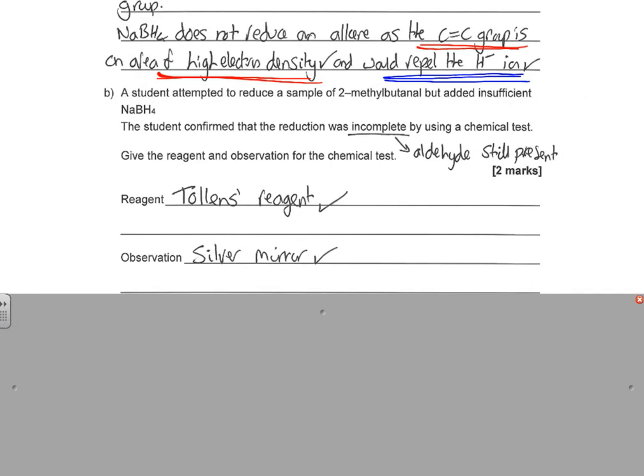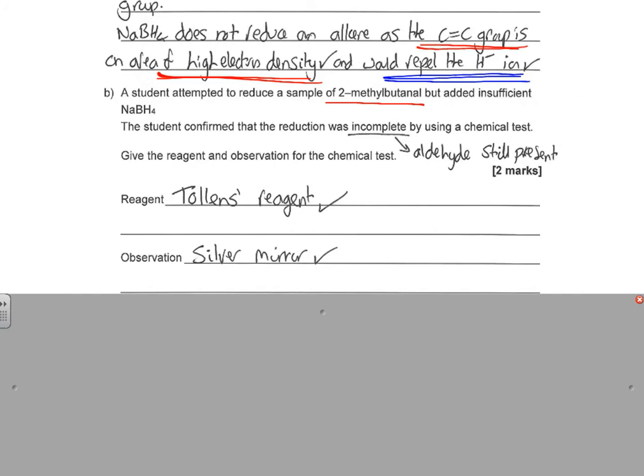You could have picked Fehling's solution, in which case your observation would be a brick red precipitate. That would get you the 2 marks. The first for an appropriate reagent, Tollens' or Fehling's, and the second for an observation to match your reagent: silver mirror for Tollens', brick red precipitate for Fehling's. When I marked this for the students in my classes, I saw quite a few people write acidified dichromate. You were perhaps picking up on the fact that we were testing for that aldehyde group, and aldehydes can be oxidized. But just think for a moment about why that isn't allowed.